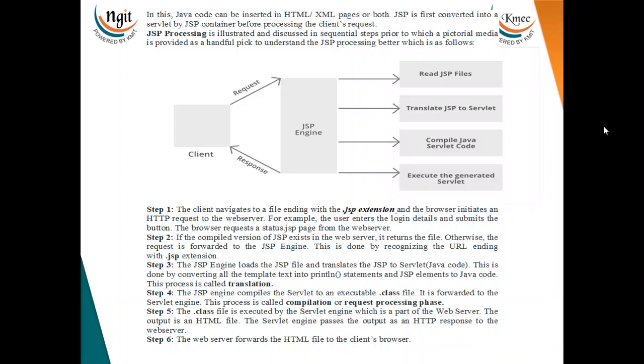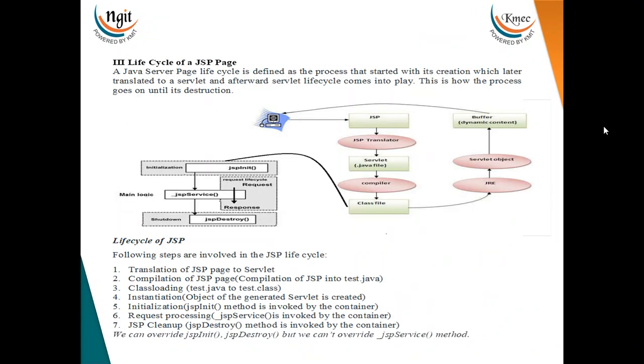The generated class file is executed by the servlet engine, which is a part of the web server, and the output is an HTML file. The servlet engine passes the output as an HTTP response to the web server. The web server forwards the HTML file to the client's browser. In this way, JSP works.